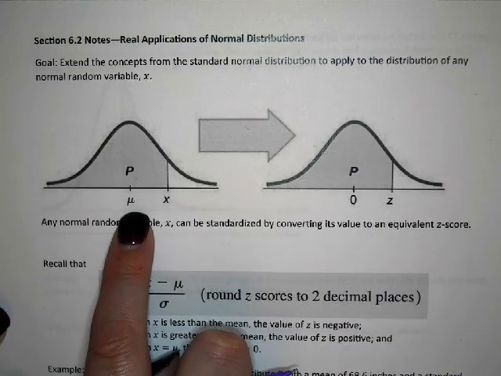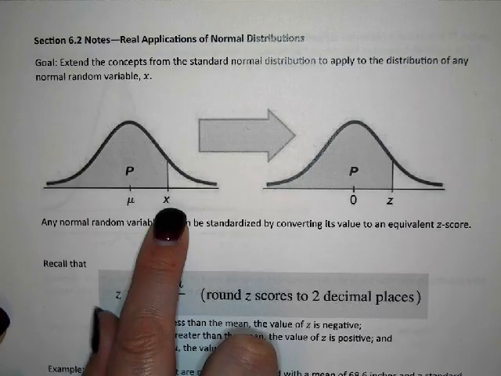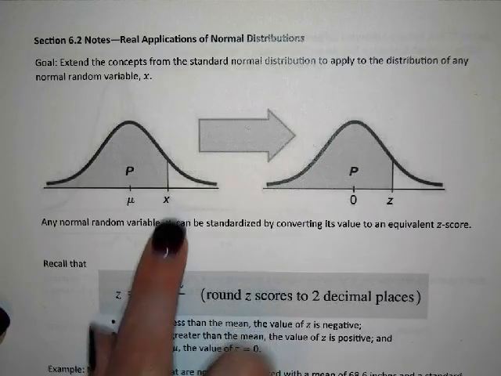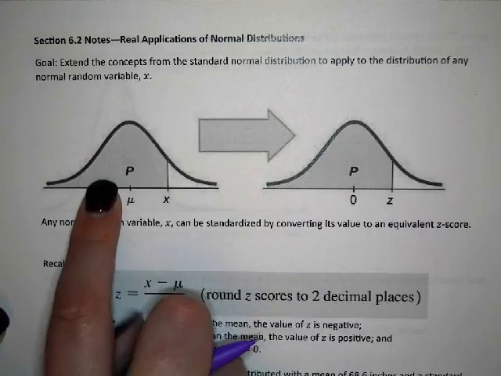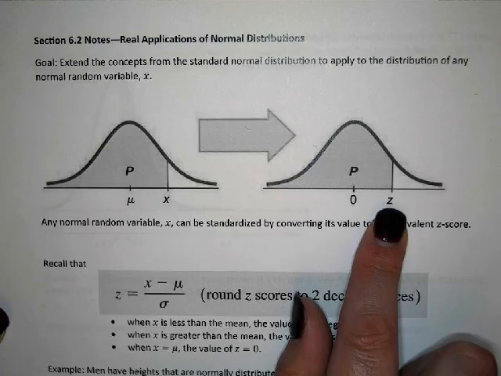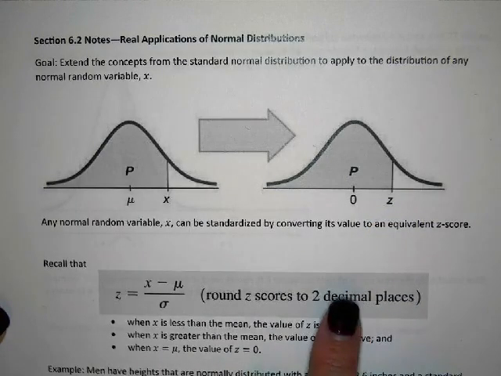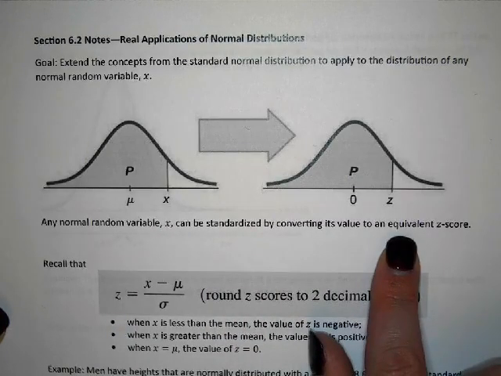Now we want to look at other normal distributions where the mean is not 0, where the mean is something else, and where we're using the random variable x. And we want to see how we can standardize these contexts by converting them into contexts that look more like what we worked with in section 6.1. And we're going to do that by converting the x values into an equivalent z-score.